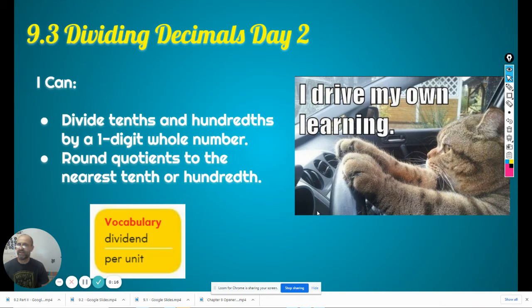Totally lame. Anyway, we're dividing decimals again. We already divided tenths and hundredths by a one-digit whole number. I'm assuming today's next step is going to be rounding quotients to the nearest tenths or hundredths. And I'll try to give you a good explanation why we need to be able to do that.